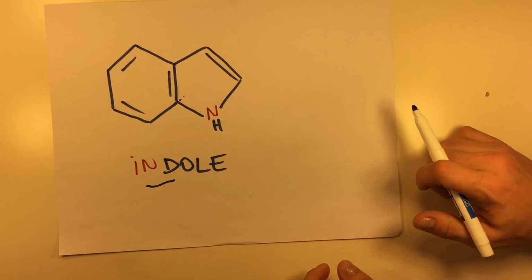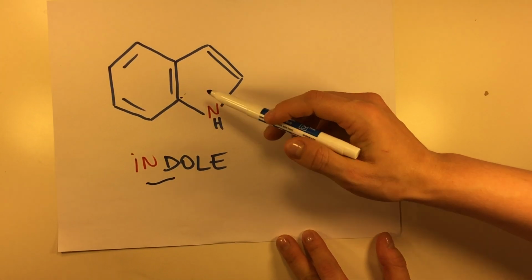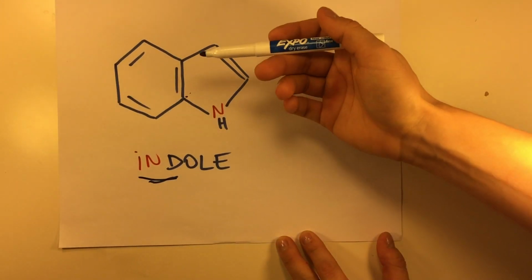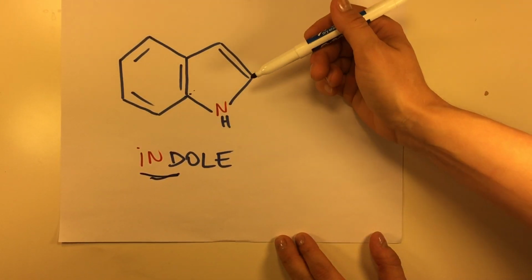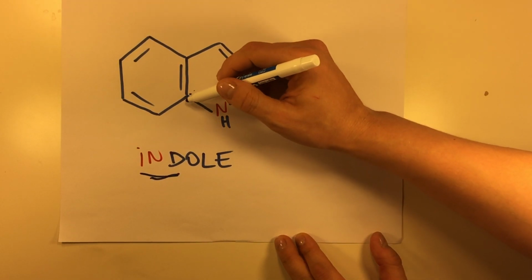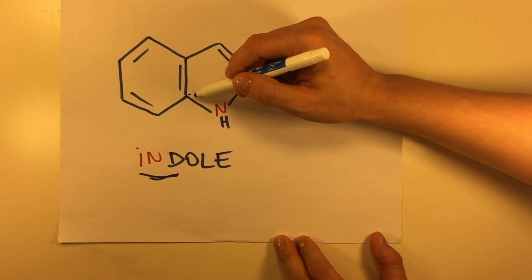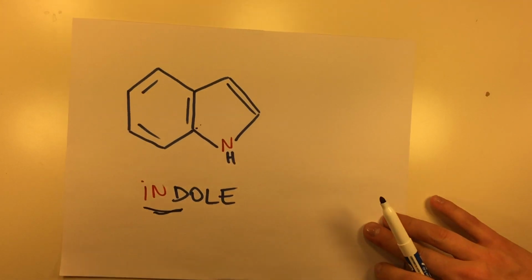The next one is indole, and you can think of the same guy going back into prison. So you can think of the benzene ring as the prison, and he's being dragged by his hand and his leg. This way you're going to remember the points of attachment.